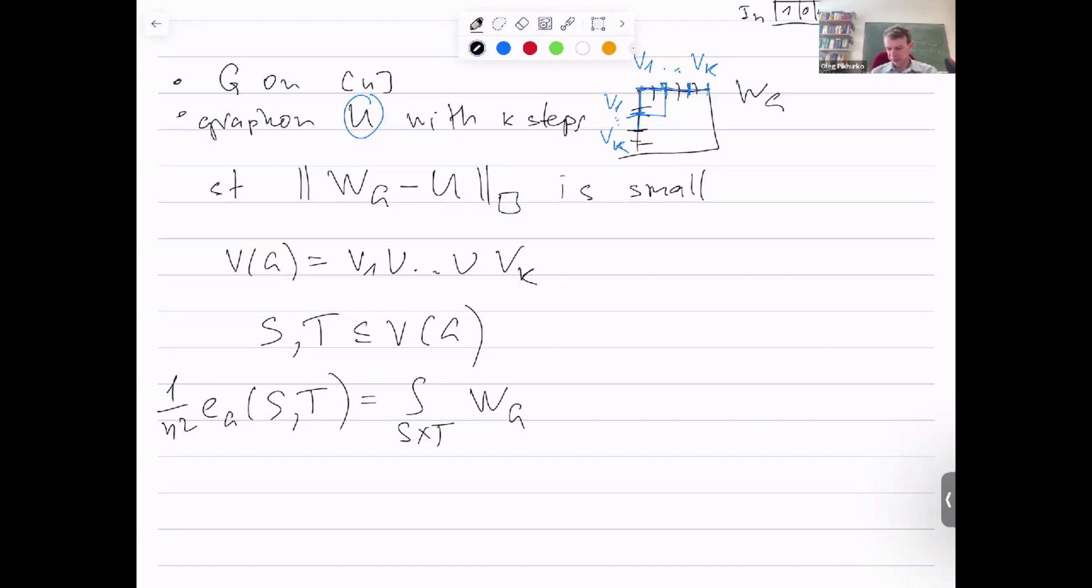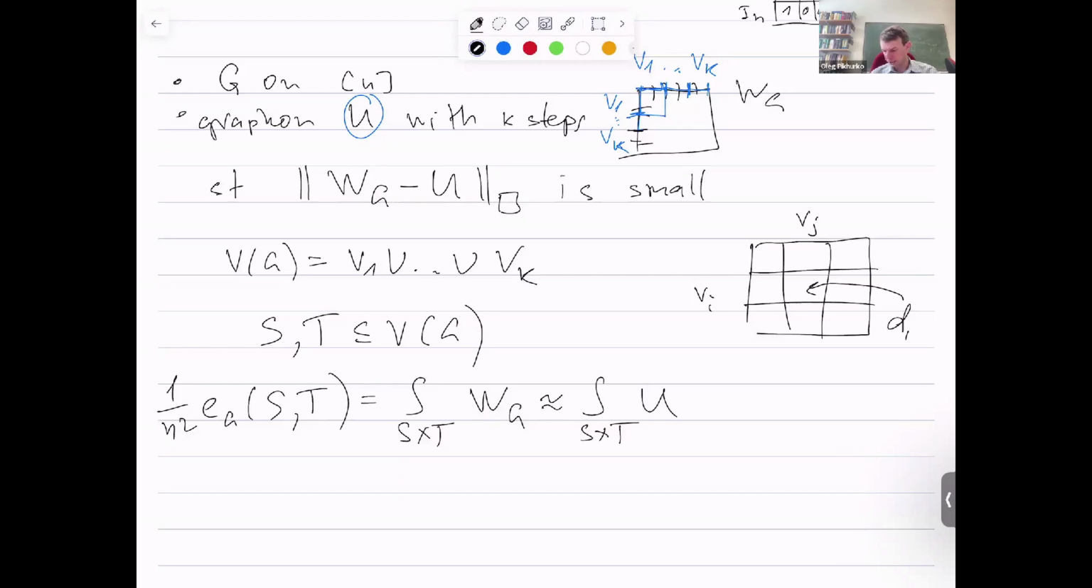Okay, but then I know in cut norm it's close to u. So this is approximately the same integral, but I take my step function u. But as I said, u has just a much smaller number of parts, and u is constant on every part. So suppose I have part vi and part vj, then this common constant value is dij. So that's how my u looks.